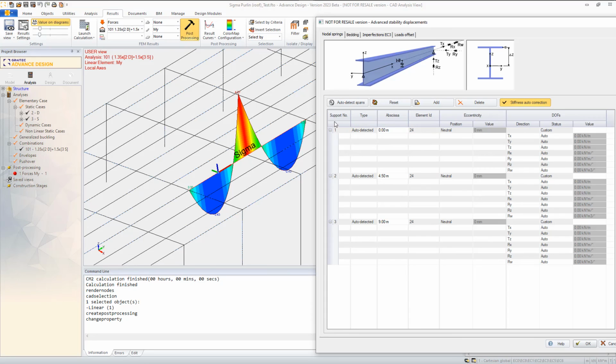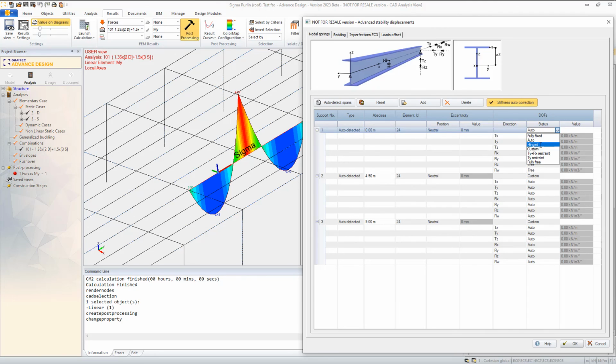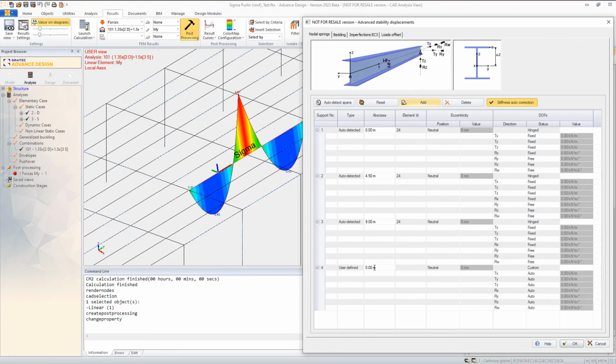You see, because here advanced design has detected 3 potential supports. You got the beginning and the end of the purlin that I will define as hinged right there, beginning and the end. The middle support is also hinged because the purlin is hinged on the supporting rafter. But then you can introduce additional point restraints, like let's say you have anti-sag bars in the middle of each span. Well, you will introduce them.